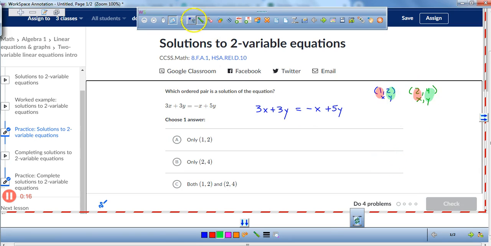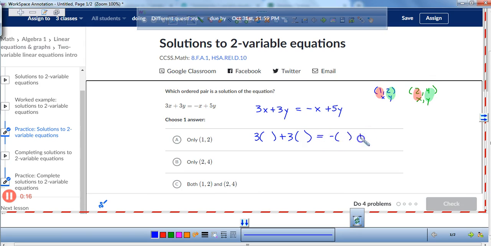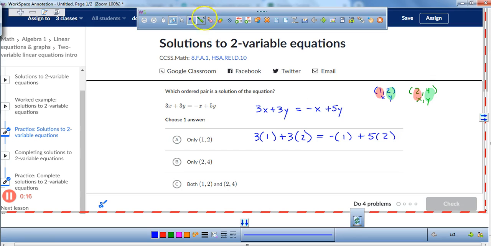All right, so let's check this out. We're going to do 3 times the x value plus 3 times the y value, and we're going to see if it equals negative times the x value plus 5 times the y value. So we're going to take a 1 and a 2 and plug them in. We take the 1, plug it in here, take the 2, plug it in here. Take the 1, plug it in here, take the 2, plug it in there.